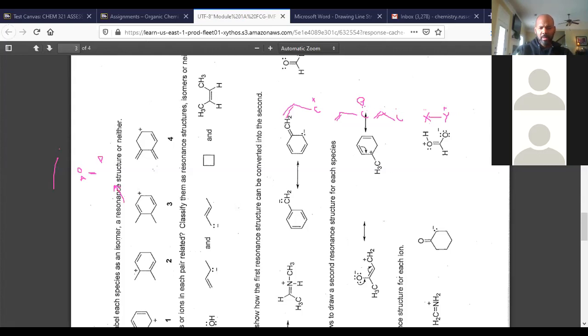Right, and if we look at the resonance form, going from here to here, what does it look like happening?